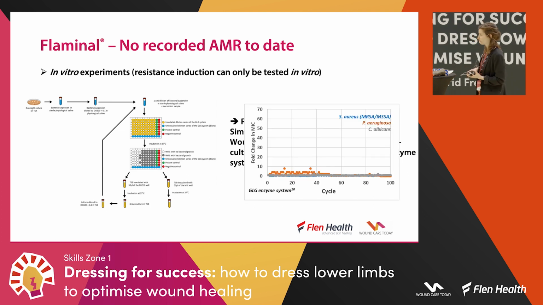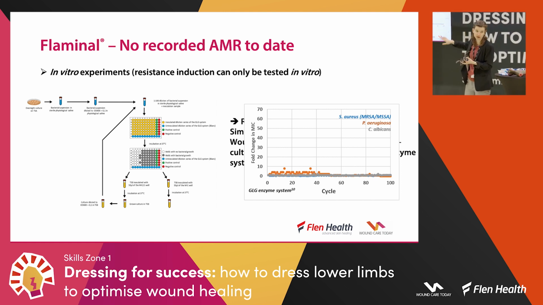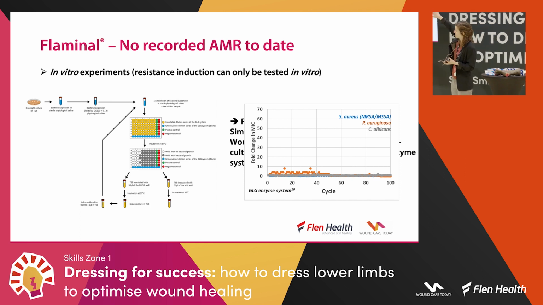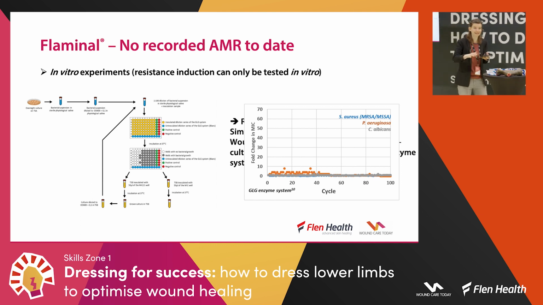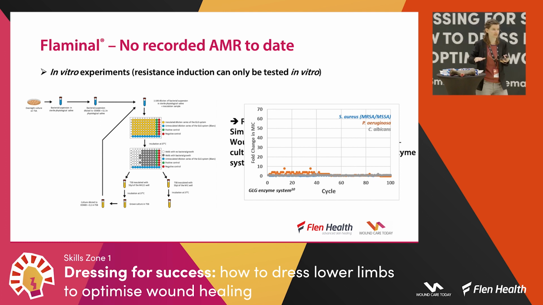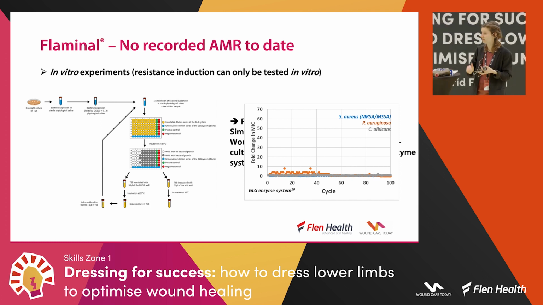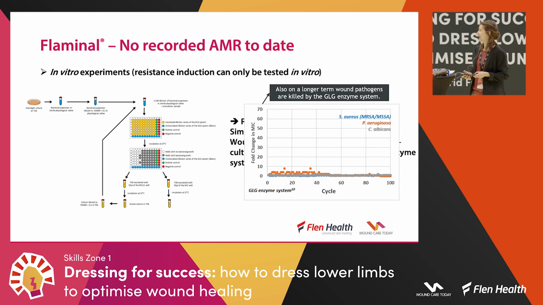The outcome of this experiment is shown here in this graph, and that is where you can see that after 100 cycles, or you can say 100 dressing changes, we see that all these three species, so the bacteria Staph aureus and Pseudomonas, as well as the fungi Candida albicans, they remain sensitive to the enzyme system. So even after 100 dressing changes, they're being killed off by the GLG enzyme system. Luckily for us.